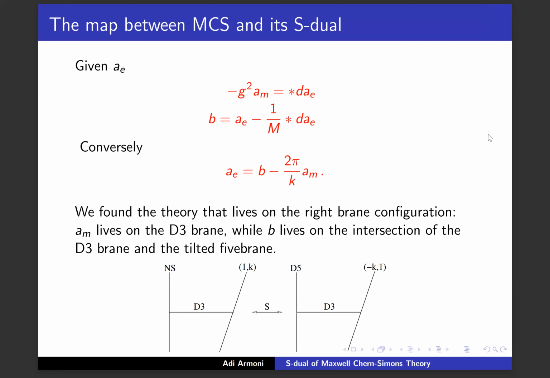Yes, I have one. The Maxwell-Chern-Simons is not supersymmetric. So the S-duality that you're talking about is a non-supersymmetric duality, right? It's the bosonic piece. Yeah. Right. Is this related in the brane configuration to the fact that this second 5-brane is tilted? That breaks the supersymmetry, doesn't it?